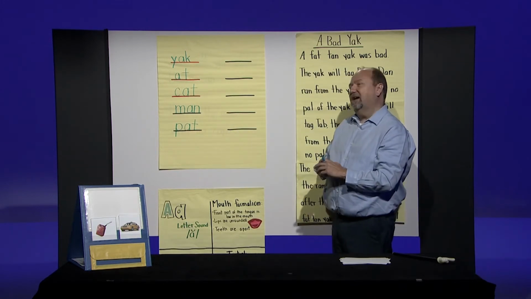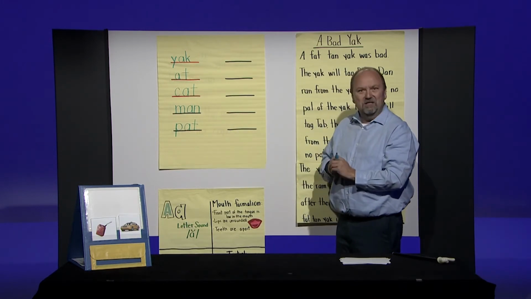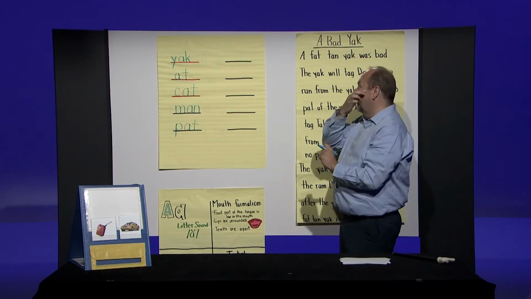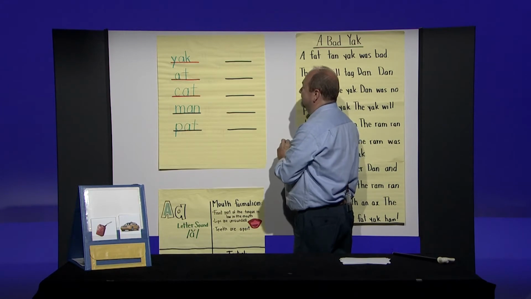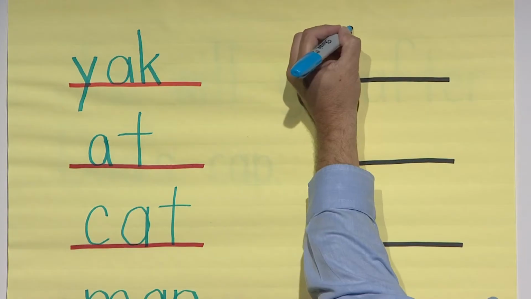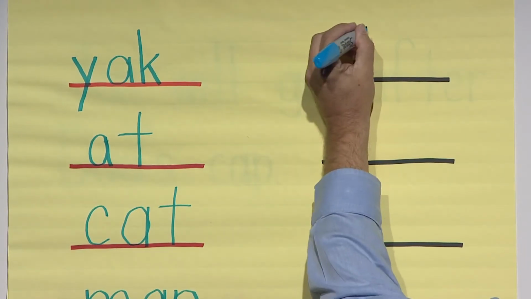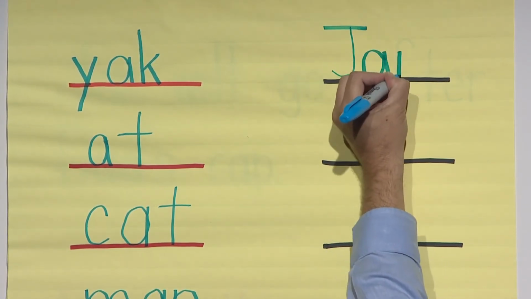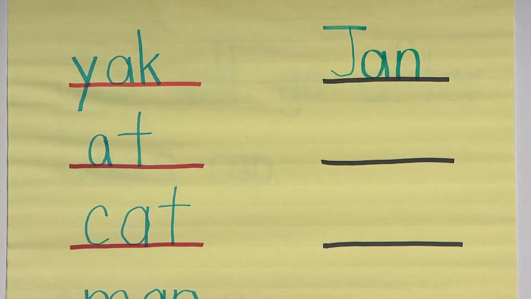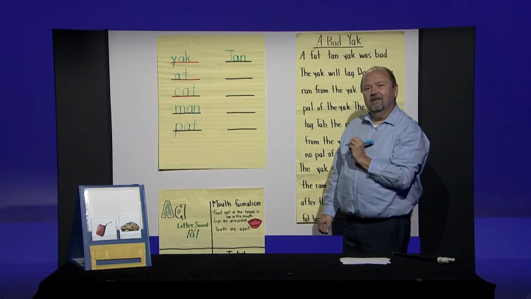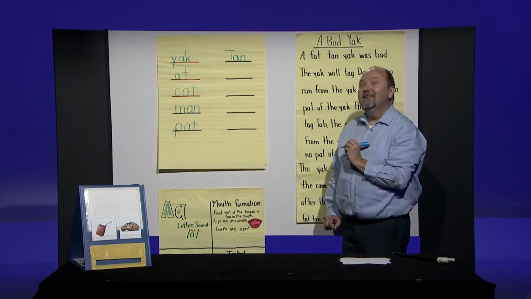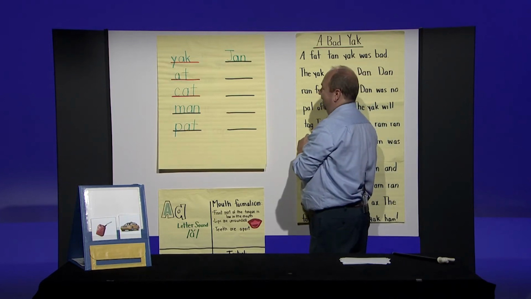Our next word to write is Jan. Someone's name, Jan. Write that word. Did you write J, A, Jan? Let's write Dad. Another name. What's his name? Dad. Write it.